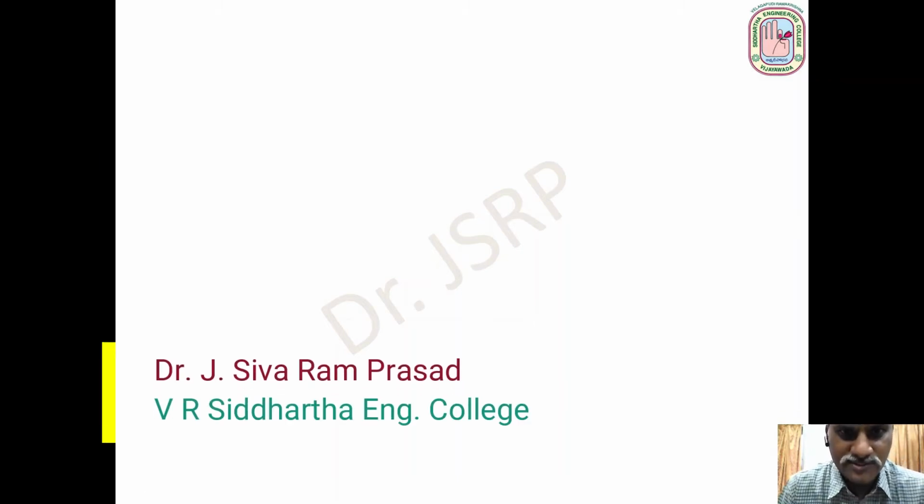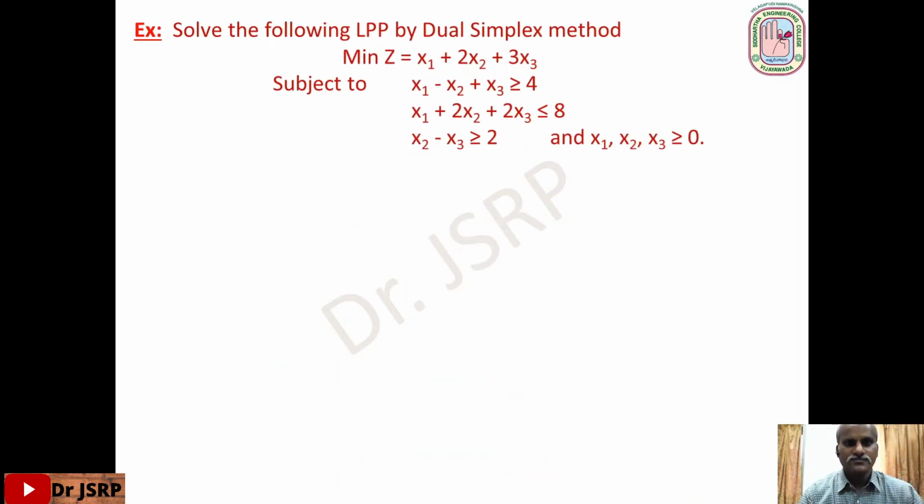In this lecture, I am going to explain how to identify the infeasible solution of a linear programming problem while using the dual simplex method. Consider the example. Solve the following LPP by dual simplex method. The objective function is minimization, subject to three constraints, and all variables are greater than or equal to 0.